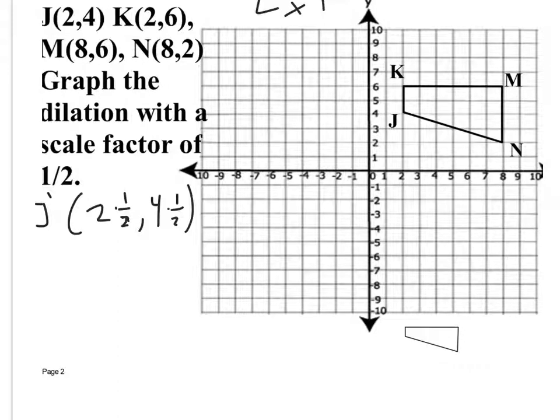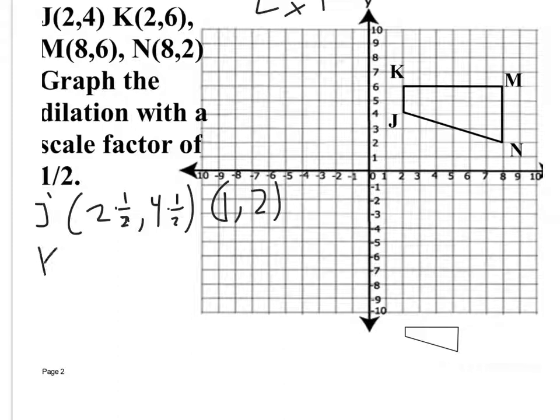What is 1/2 of 2? 1. Okay, anytime you divide by 1/2, or times by 1/2, it's the same thing as dividing by 2. So 2 divided by 2 is 1. What is 1/2 of 4? 2. So there's J prime, (1, 2). So this is what's expected. This is how you show your work.